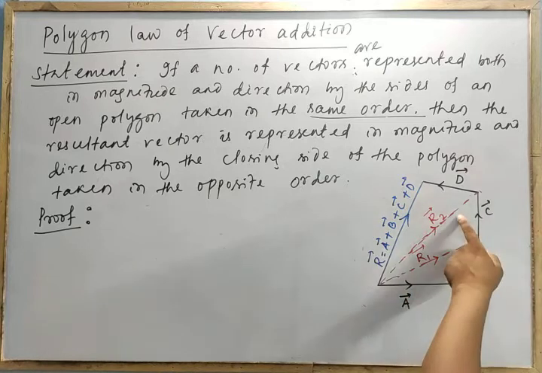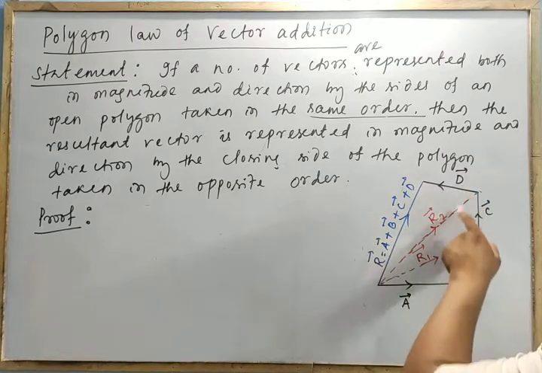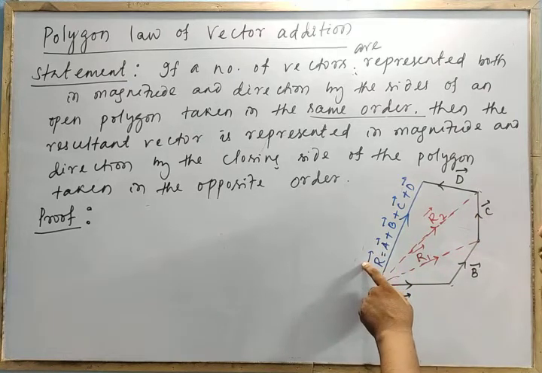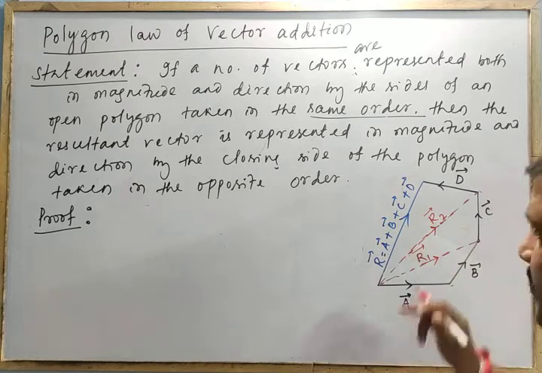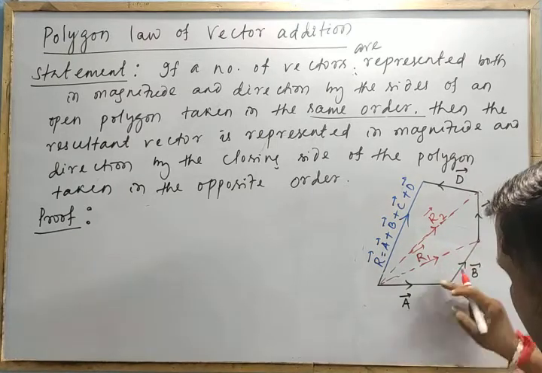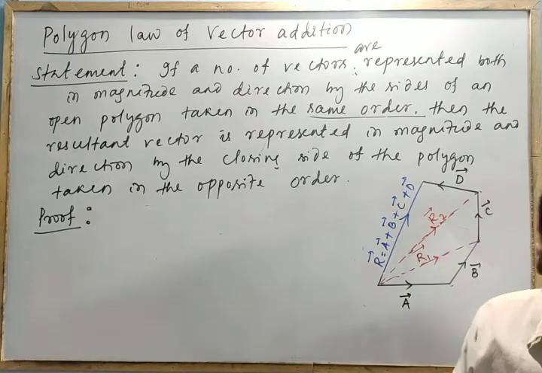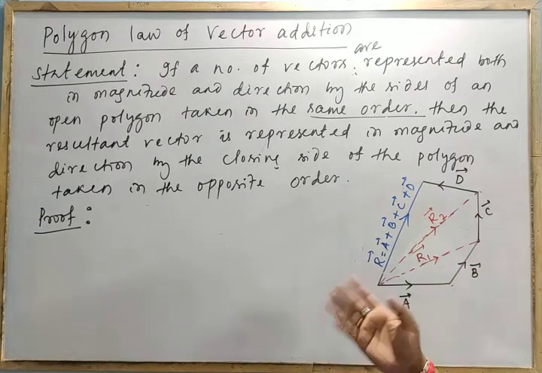So this is R2 and D. R2 and D are the two sides of a triangle. Then what is this R? R is the closing side and this should be the resultant. So instead of doing one by one to find the final result, I can go using the triangle law. That's why I told that this is the extension of triangle law.